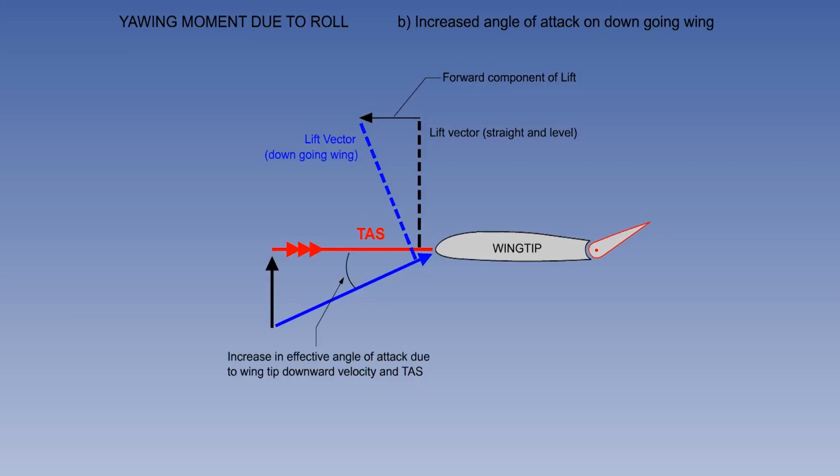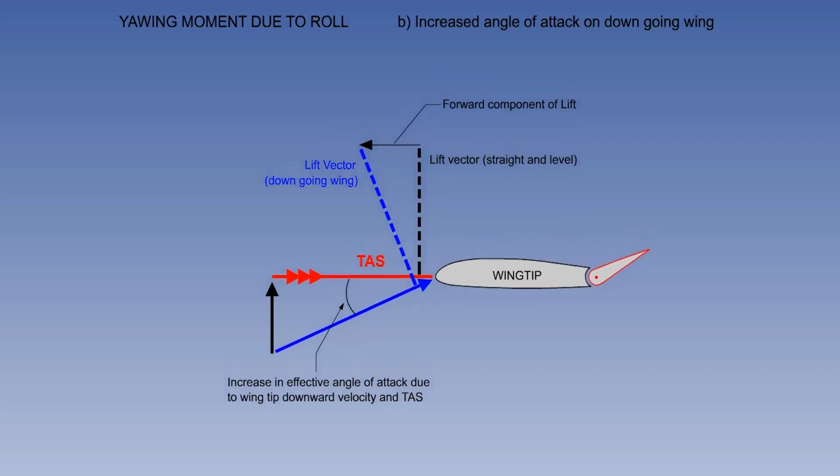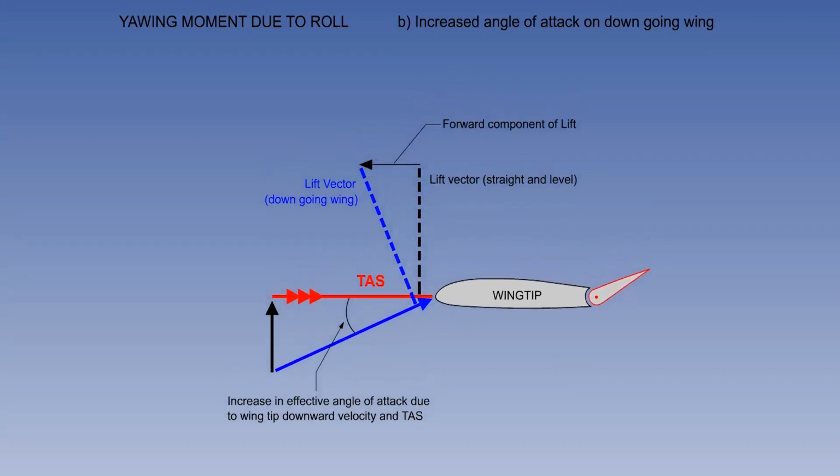You can see that the lift vector acts at 90 degrees to the effective airflow, giving a forward component of lift on the downgoing wing. Thus the yawing moment from the roll is increased. When the aircraft stops rolling, the yawing moment will be absent. We have merely frozen the animation for your further consideration of the vectors and forces.